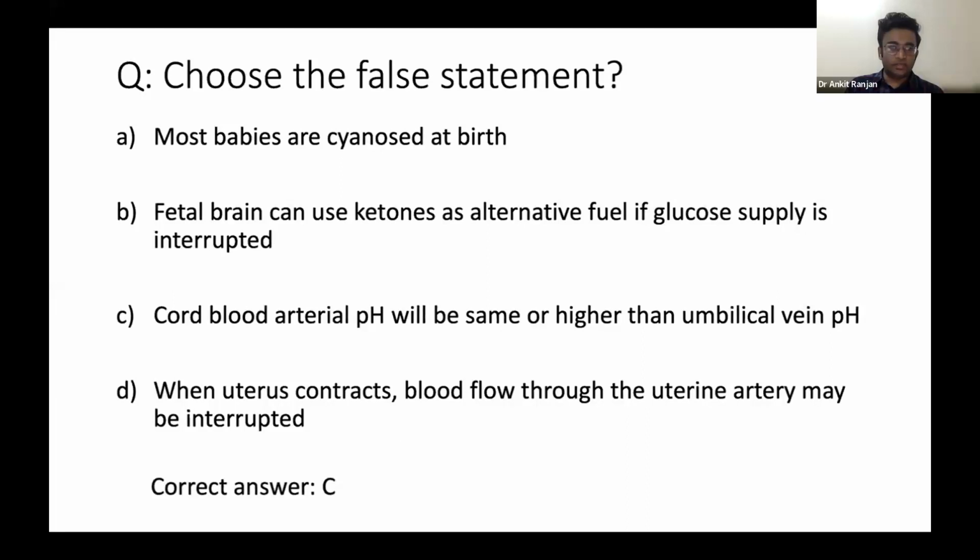Okay, I think most of you have got the correct answer. If you look into the fetal circulation, the umbilical venous blood has a higher oxygen content than the arterial blood. So the cord blood arterial pH would always be lesser than the umbilical vein pH. So that statement is wrong. The other statements are right.